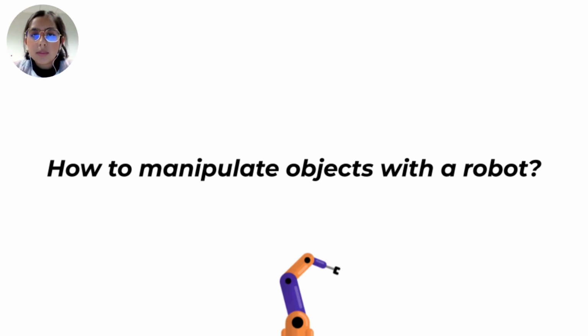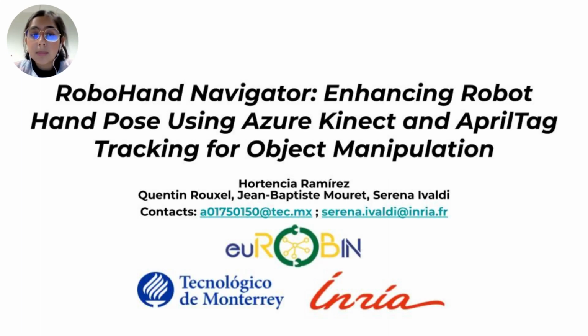How to manipulate objects with a robot. Hello everyone, my name is Hortencia and I'm going to present my work with the RoboHand Navigator project, enhancing robot hand pose using Azure Kinect and April tag tracking for object manipulation.